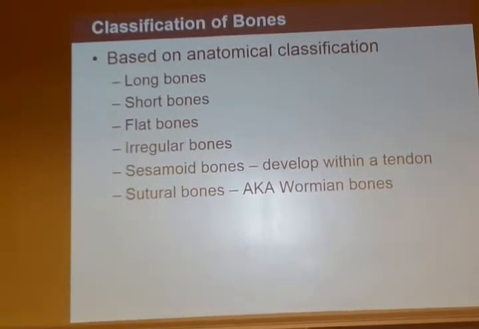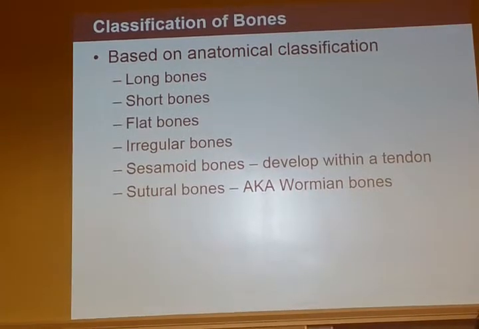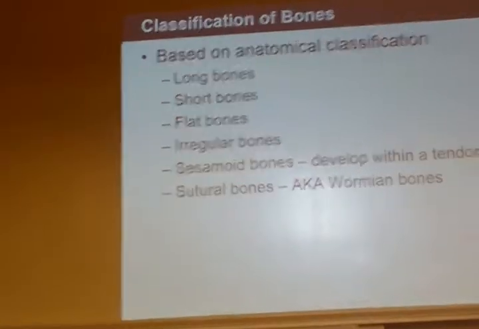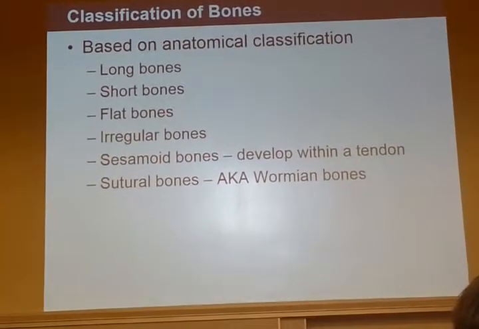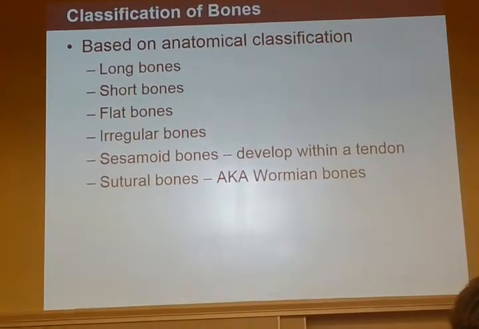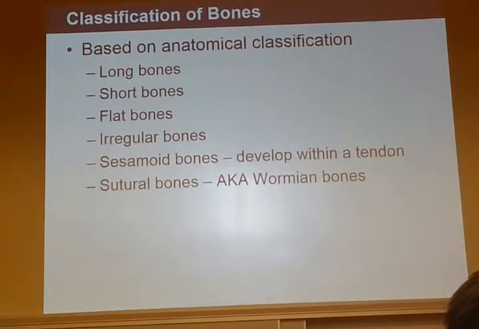You look at the vertebrae, it's got an arch on the back and it's got processes going out to transverse and straight back to spinous. It's got a body in the front. Or you look at the sphenoid bone and it's got wings everywhere. Those are irregular. They're very different shapes. A short bone will be your wrist bone, your ankle bones.